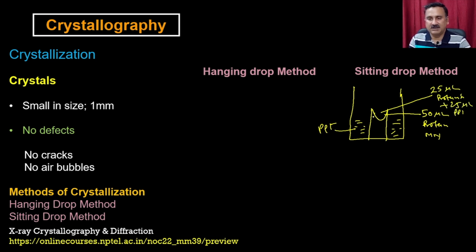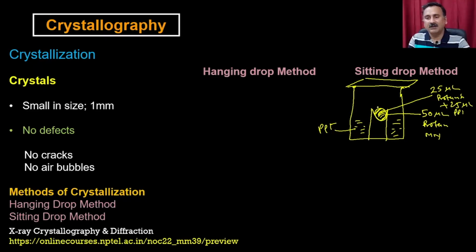Then I am going to seal this with the help of vacuum grease and the cover slip. Now exactly the same thing will happen. For example, I have added a 50 microliter drop, whereas earlier we were just making an 8 microliter drop. The water will evaporate from this drop into the liquid, and eventually the protein will concentrate, and in that process it is going to crystallize.